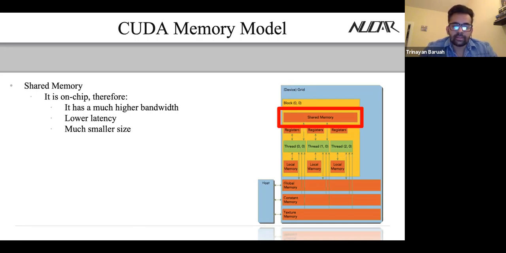So shared memory is sort of a user programmable cache that's available on GPUs, and we'll see its use cases here. The basic idea is that it has a much higher bandwidth and lower latency because it's closer to the chip, right? So you don't have to go all the way to main memory. And as usual, anything that is expensive would be small, so it's much smaller in size.